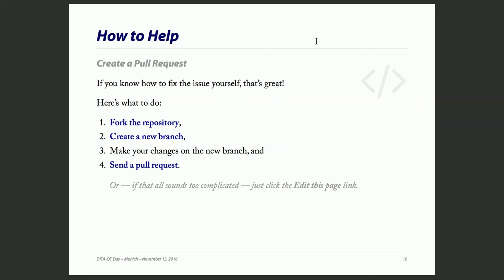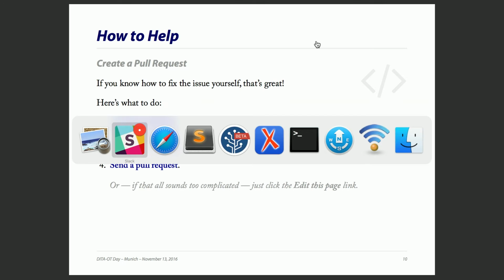And George showed us that wonderful complex diagram that I didn't have time to create. But that's exactly the point. It is a kind of complex process that can be intimidating to people who are unfamiliar with Git. So like George said, too complicated, skip all that. If you just find something simple and would like to fix it, there's this edit this page link at the bottom. So what happens if you want to use that?